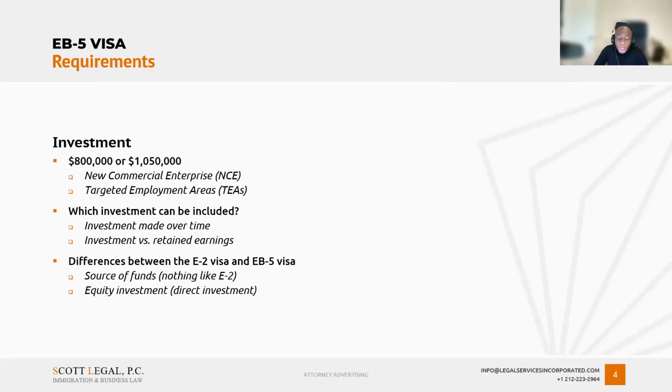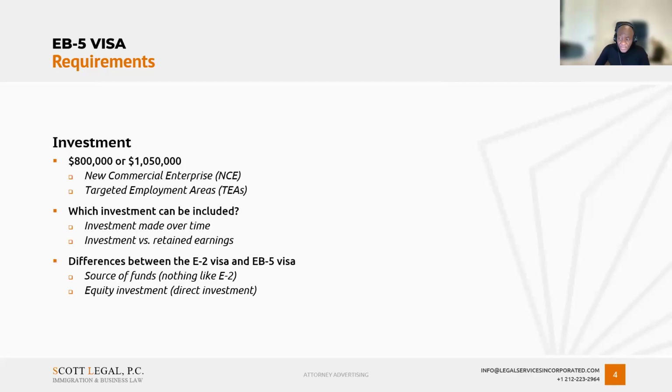And the targeted employment area means that the area is an area where the unemployment rate is at least 1.5 times the national average, or it's a rural area. So both of those meet the TEA, and then everyone else is going to have to invest the $1,050,000.